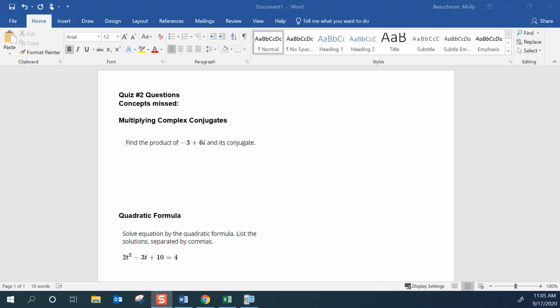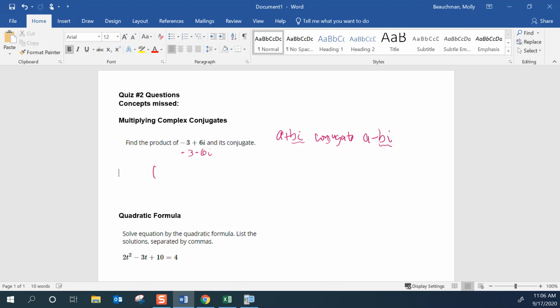The conjugate, if you have a plus bi, is a minus bi. Notice it's the opposite of the complex portion. So if we have -3 plus 6i, then the conjugate is -3 minus 6i. Notice nothing happens with the real part, it's just the complex.